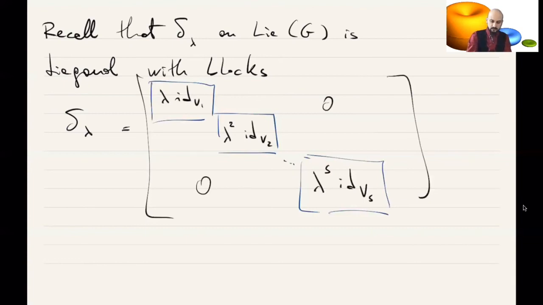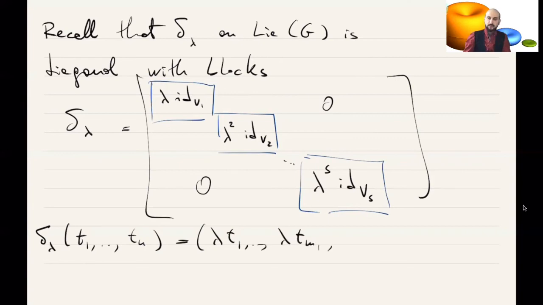So in other words, I can write delta lambda of an n-tuple T1, ..., Tn as lambda T1, ..., lambda Tm1. These are the components of V1. Then I have lambda squared T(m1+1), ..., lambda squared T(m1+m2), and so on. Okay, so now we have this special map.